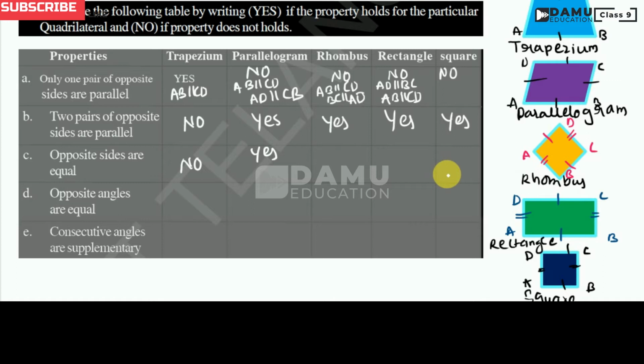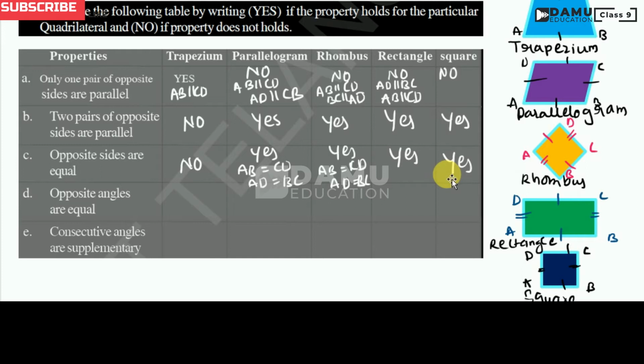In a parallelogram opposite sides are equal. Yes. What you can write here is, AB will be equal to CD and AD will be equal to BC. Yes. Rhombus also, all sides, we know that AB will be equal to CD, then AD will be equal to BC. Yes. In rectangle also the same condition, in square also the same condition. Yes, opposite sides are equal to each other. Then one more, opposite angles are equal.